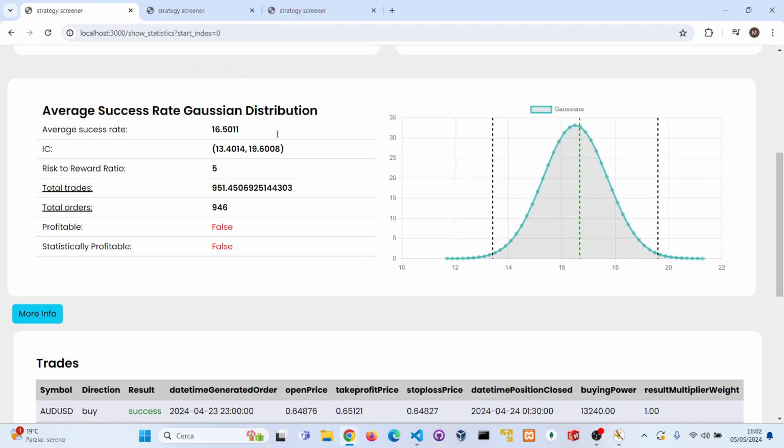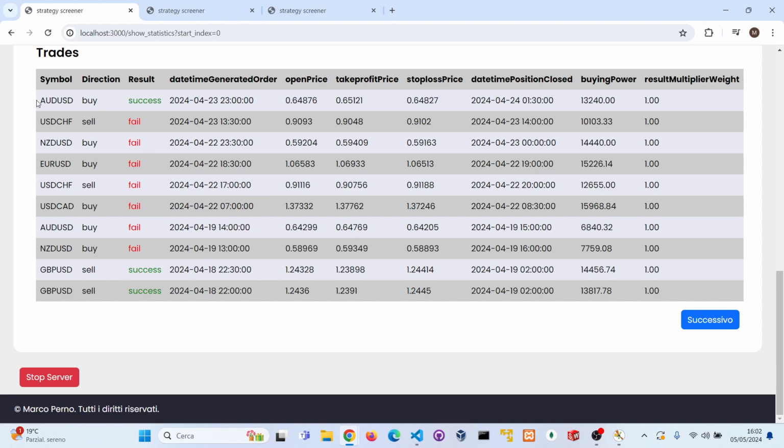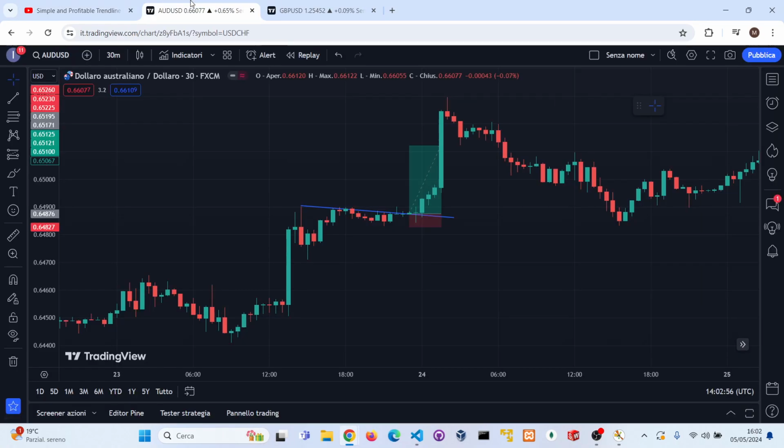So, for example, my software tells me that a position was opened at this date and time, a long position on the USD. So let's take a look. It was here. The conditions of this strategy: in order to open a long position, you have to check that at least the trend line is broken. You have only to check that.